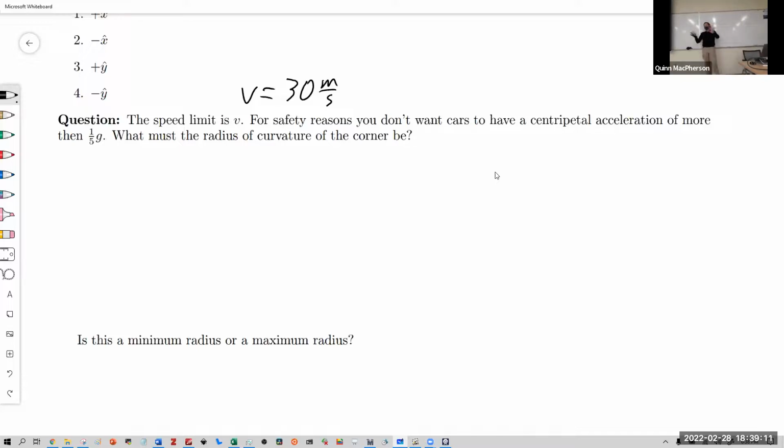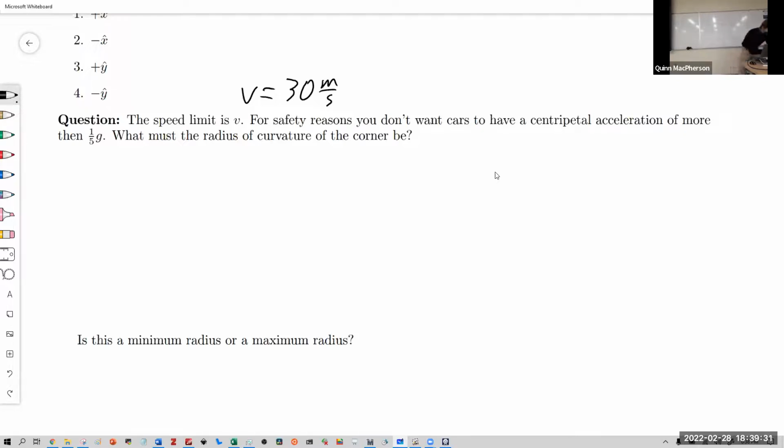So let's assume you don't want to go over a fifth of a G. Seems like a very conservative and reasonable amount. So we don't want to go more than a fifth of a G, and we're going 30 meters per second, which is actually a fairly modest speed for California freeways. How big does the radius need to be?